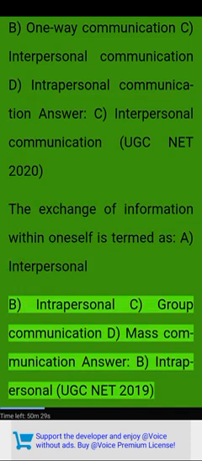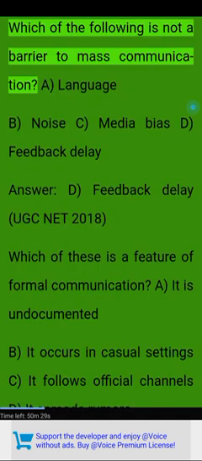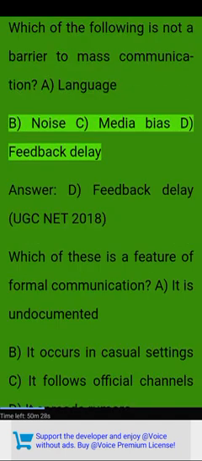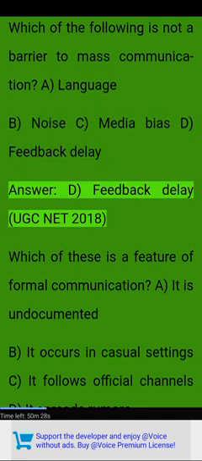Which of the following is not a barrier to mass communication? A. Language. B. Noise. C. Media bias. D. Feedback delay. Answer: D. Feedback delay. UGC NET 2018.